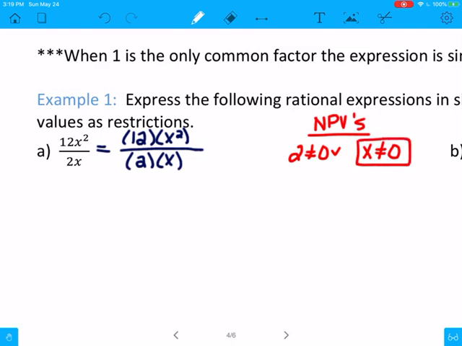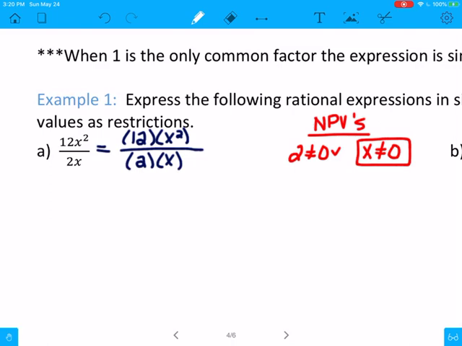Now, some people will try and state NPVs for the numerator. Remember, NPVs don't count for the numerator because the numerator can equal 0. It's just the bottom that can't. So first step, GCF, difference of squares, which I can't do with a monomial. Step 2, state non-permissible values, which I've already done. Okay, now I'm done with them.